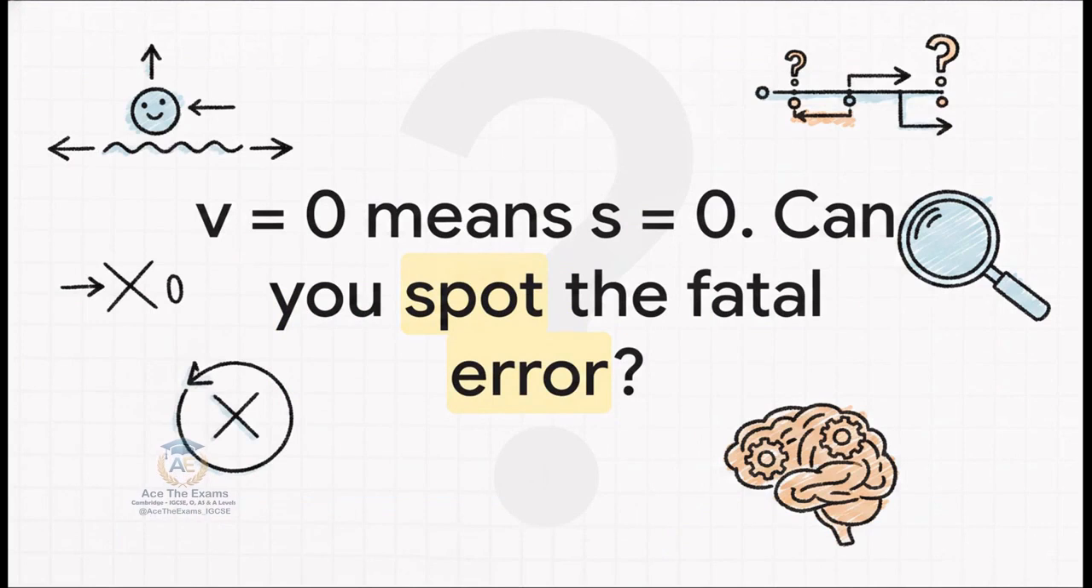Okay, let's actually test that right now with a little interactive pause and predict moment. Take a look at this statement. A student writes, V equals 0 means the particle is at the origin, therefore, S equals 0. Now I want you to look really closely at that assumption. Can you spot the fatal error hiding right there in plain sight? Think about what velocity actually means in the physical, real world.